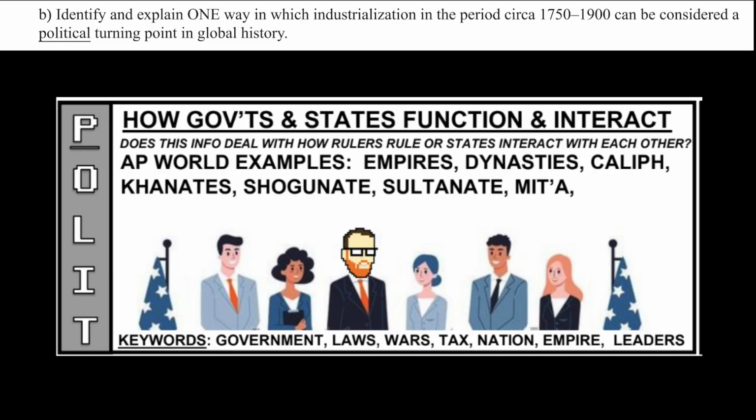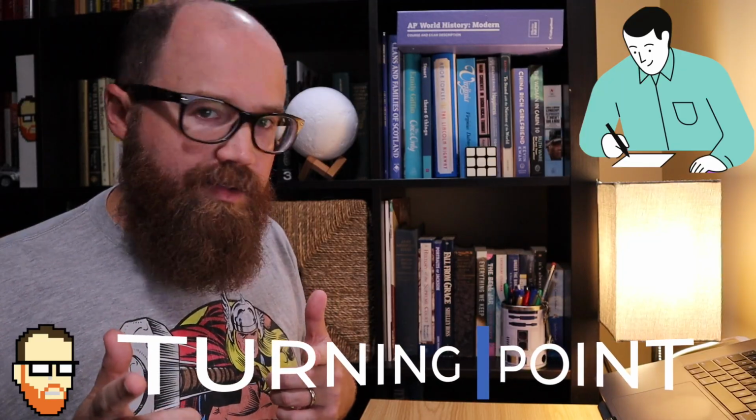The scramble for Africa, the expansion of the spheres of influence in China by the Europeans and the Americans and the Japanese, those are all prime examples of the governments changing what they were doing because of the Industrial Revolution. Why? Because it's a political turning point. Finally, for C, they want a social change.